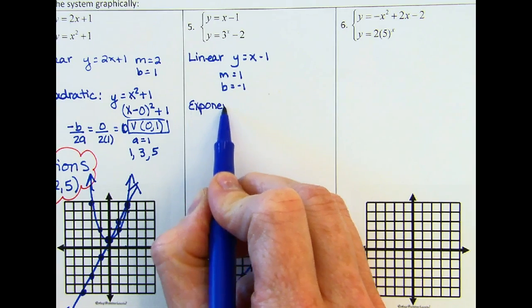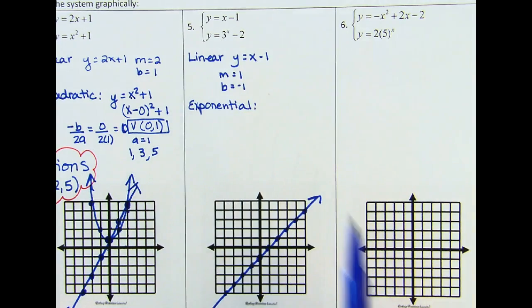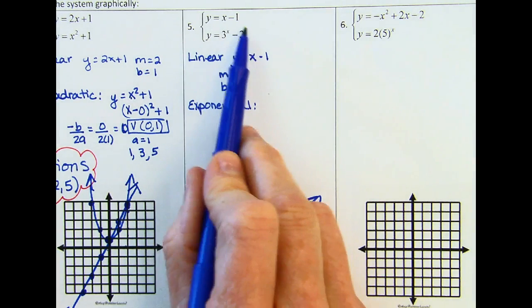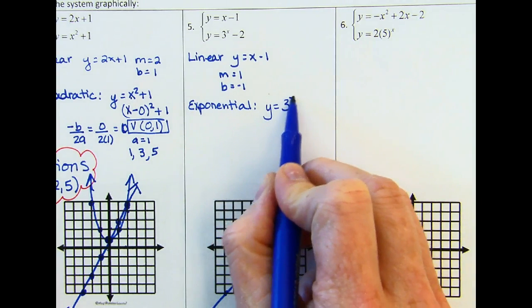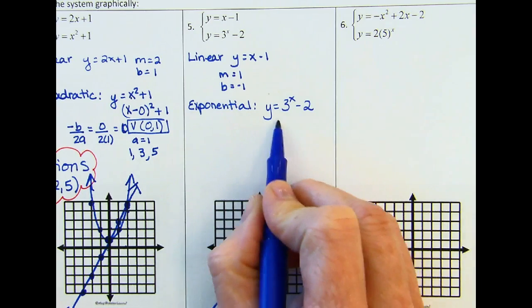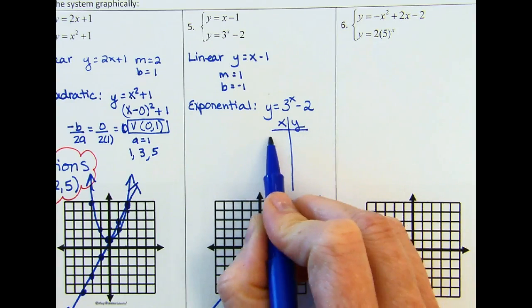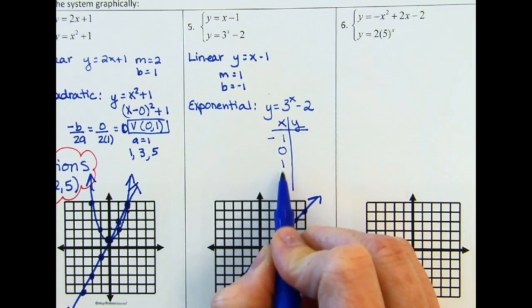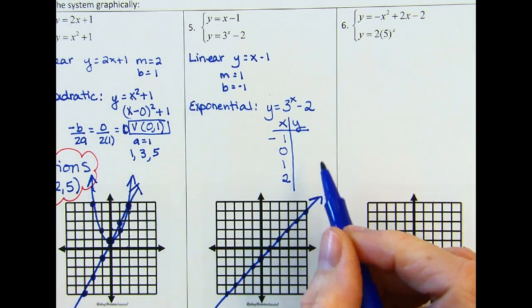Now remember, I know it is exponential because of the x right there as the power. So for exponential, there's really no tricks to this. We just need to make a table. Now remember, you can use your calculator to help you make the table. There's nothing wrong with that. But I'm just simply going to make a quick little table here. Try to get several points on there so I can look at it.